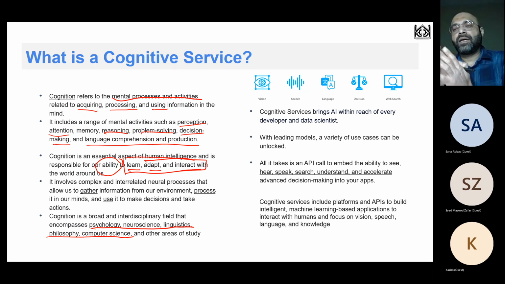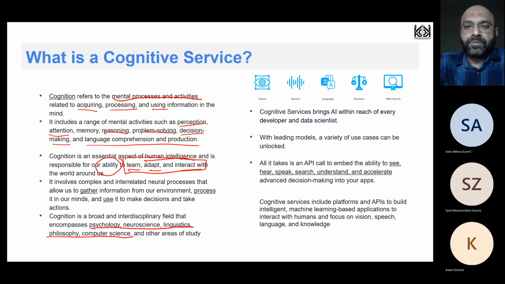The crux of it is that AI is not only for technical folks, but it is as useful for non-technical folks as well, and they are helping grow this technology or this area by leaps and bounds. On the right hand side, you are seeing a picture here. There are five, and at times you will see six, different areas of the cognitive services.